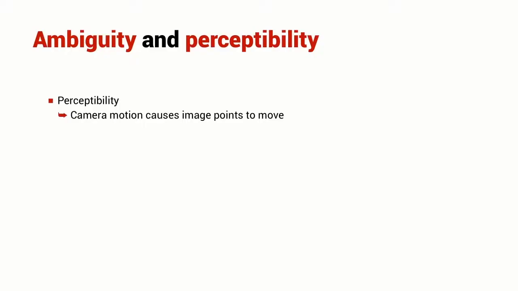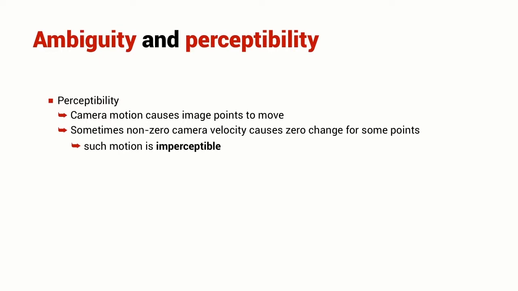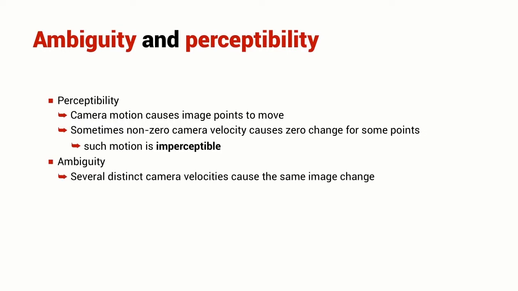There are two important concepts that we need to be aware of. The first issue is perceptibility. In general, as the camera moves, points on the image plane move as well, though there are some cases where, with the camera moving, some points in the image plane will not appear to move. In that case, we say that the motion is imperceptible. Looking at the image, we're not able to tell whether the camera is moving or not. Another important issue is what we call ambiguity, and that is that sometimes quite different camera velocities cause the same change in the image, and we'll give some concrete examples of both these effects shortly.